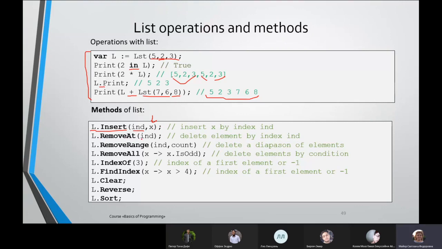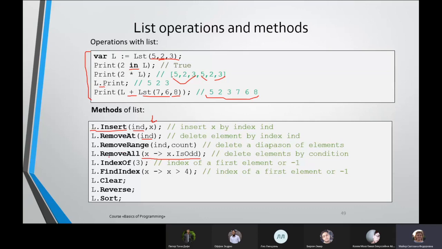Remove it. So we use this index also to delete an element by index. Index is the element we are going to remove from our list. And RemoveRange can remove some range of elements to be deleted. And RemoveAll, where we can use this lambda expression to remove by some rule.